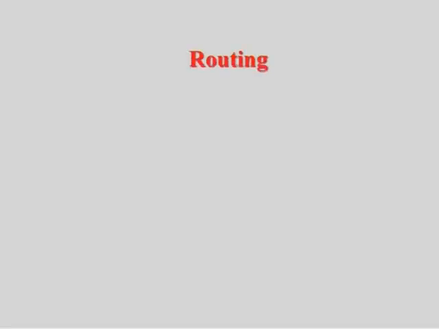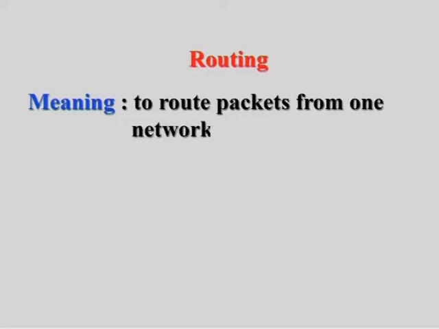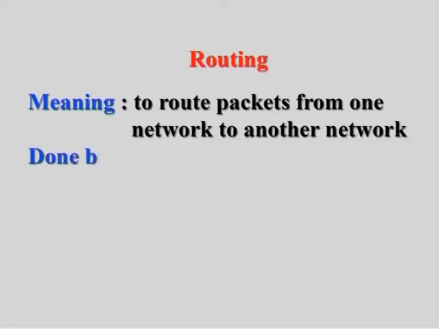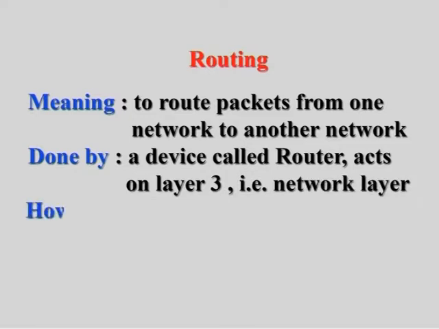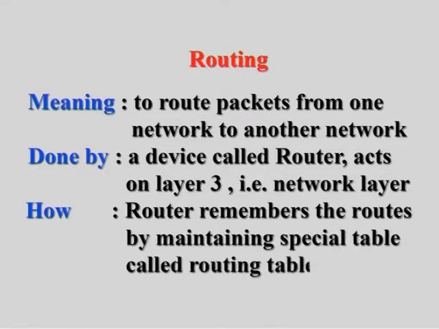In this session, let us have a look at another important service provided by the network layer. It is known as routing. The main function of the network layer is to route packets from one network to another network. Routing is done by a device called a router. It acts on layer 3, that is the network layer. A router remembers the route by maintaining a special table called a routing table.